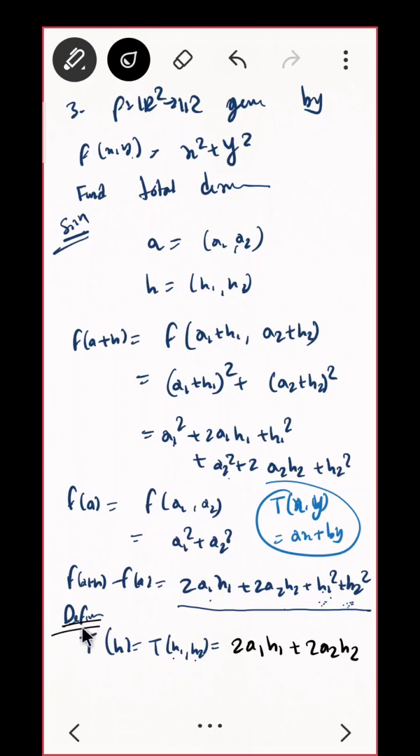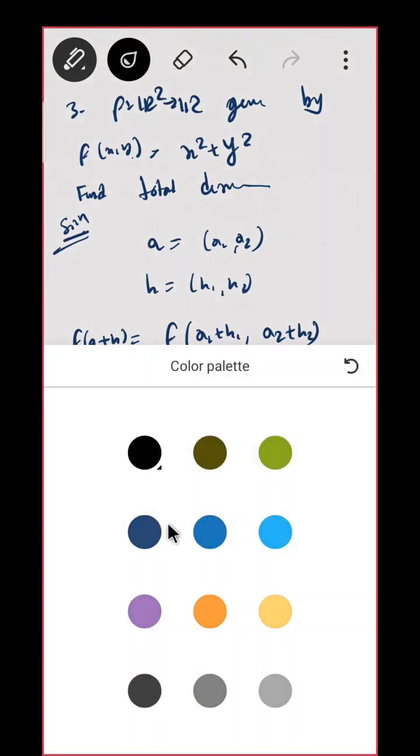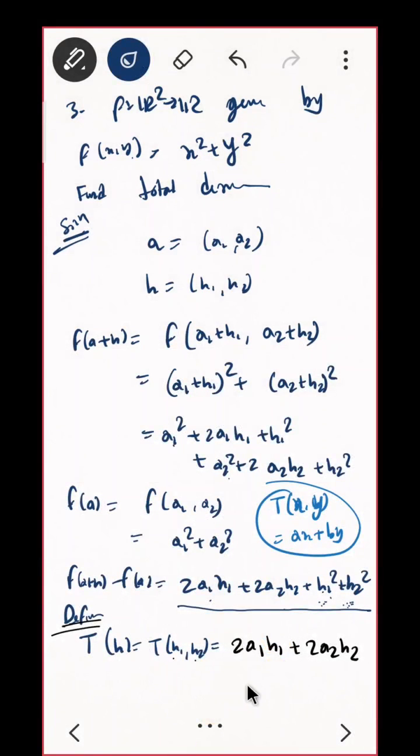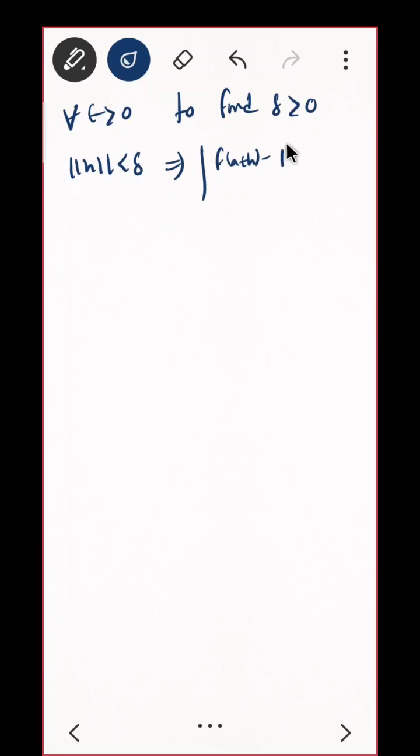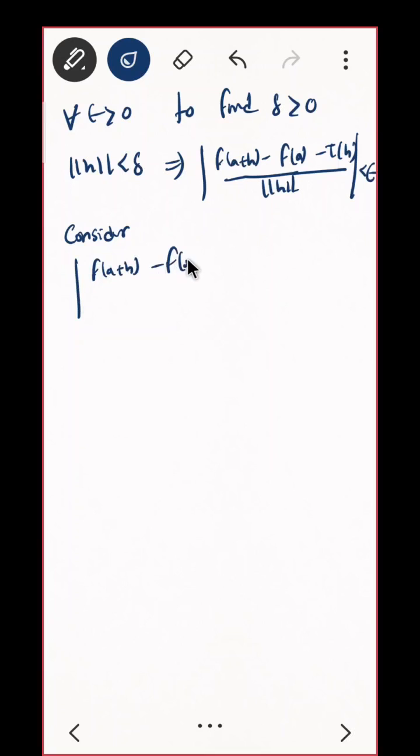So what is the next step? We have defined it. The next step is to check whether this is true: whether the linear transformation we chose is correct. That means for all epsilon positive we must find delta positive. What is the definition? Norm of h less than delta should imply that the norm of f of e plus h minus f of e minus t of h, upon norm h, is less than epsilon. So start with the consideration part. Consider f of e plus h minus f of e minus t of h upon norm h.